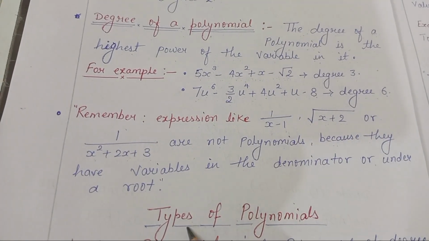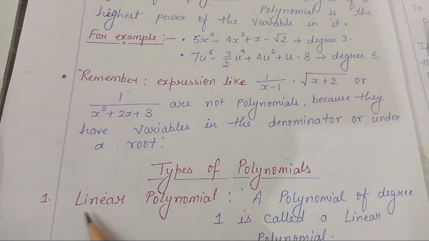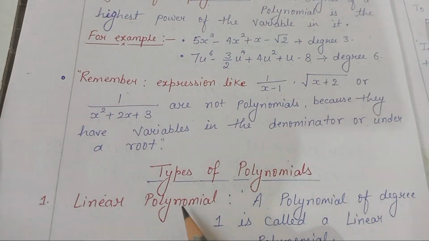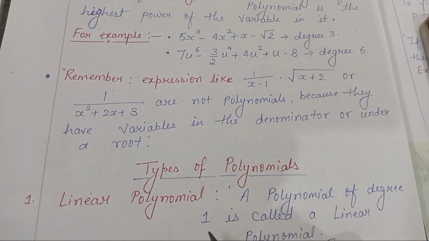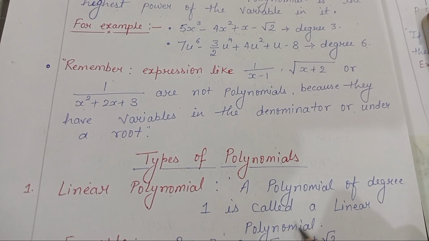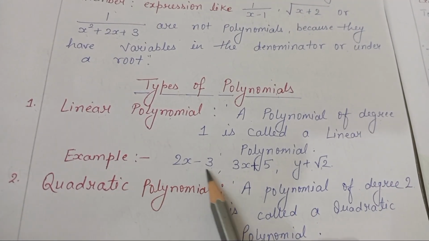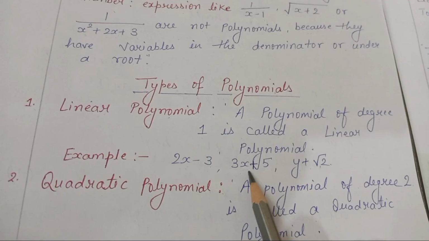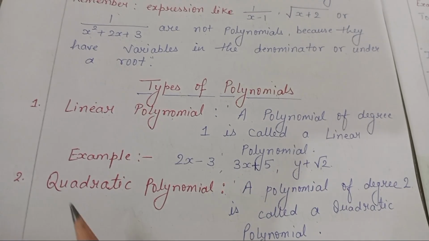Now I'll explain types of polynomials. First one, linear polynomial. A polynomial of degree 1 is called a linear polynomial. For example, 2x minus 3, 3x plus 5, y plus root 2, etc.